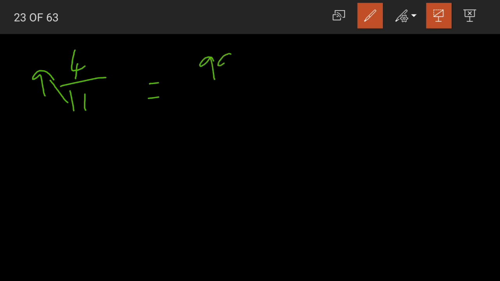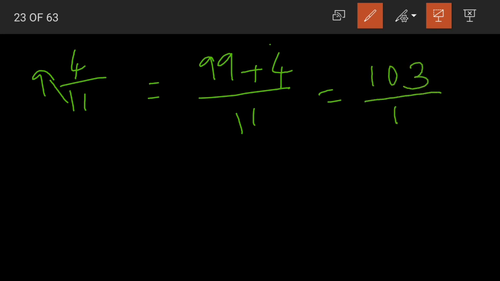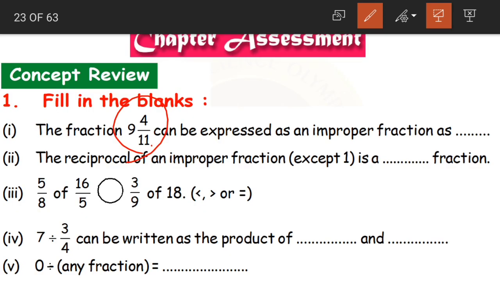11 nines are 99 plus 4, divided by 11. 99 plus 4 becomes 103 divided by 11. So 103 by 11 is our improper fraction. Okay. Moving on to the next question.